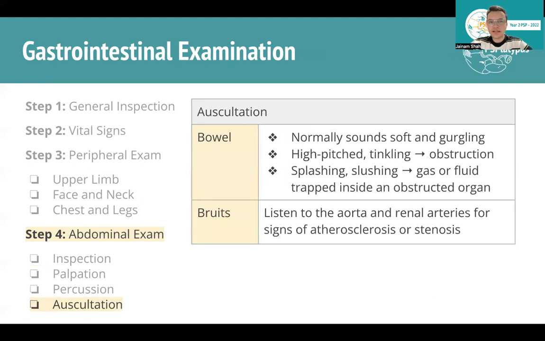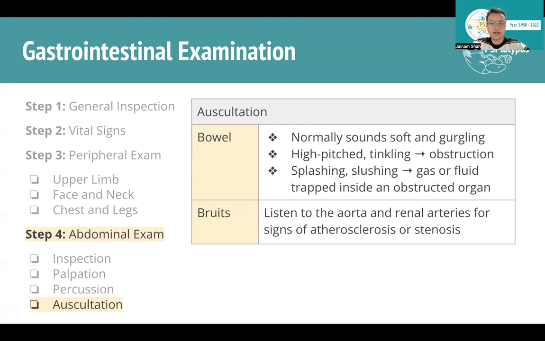And then finally on auscultation, not a lot to do here. You want to generally auscultate over the bowels, so basically all over the abdomen. Normally you should hear some soft and gurgling sounds. I'd encourage you to try this on your own. It does sound a bit strange and funny.